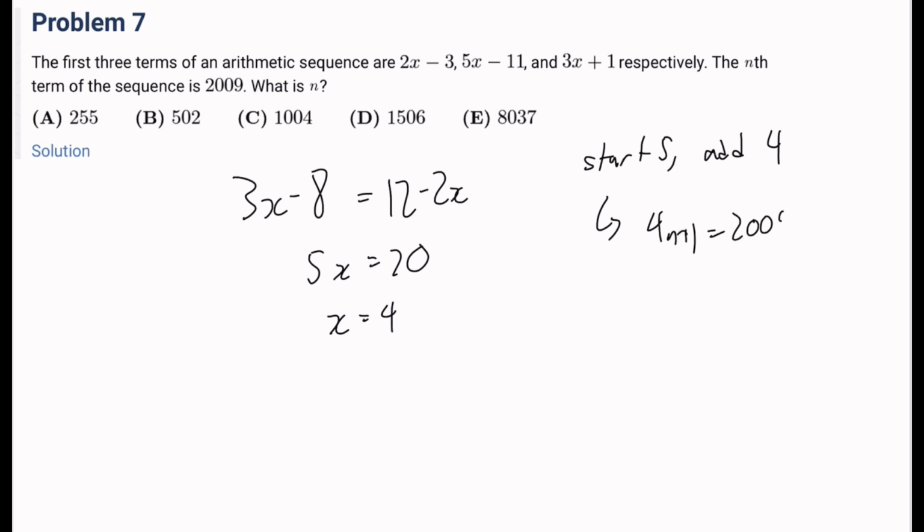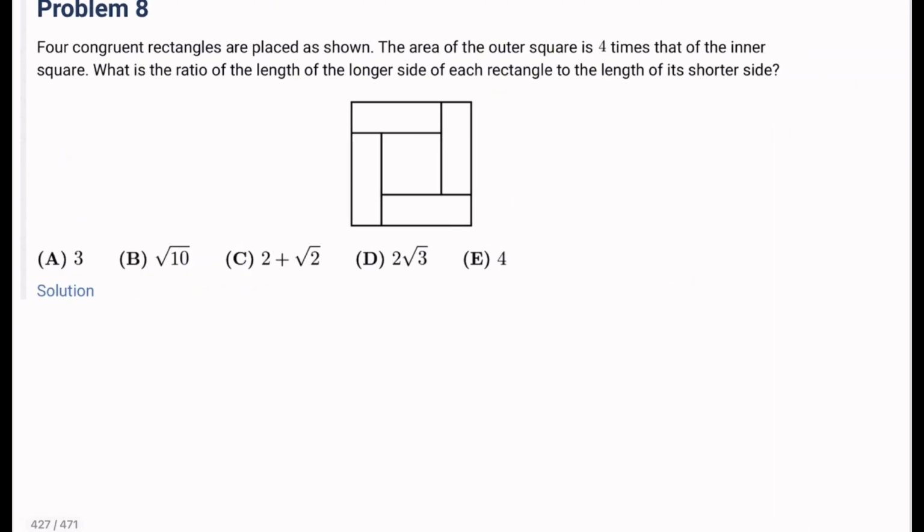This equals 2009, and so that means n equals 2008 over 4, which is 502. So this is the answer. It's B. Number 8, 4 congruent rectangles are placed as shown.